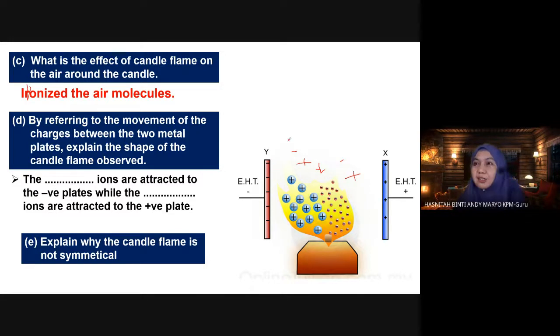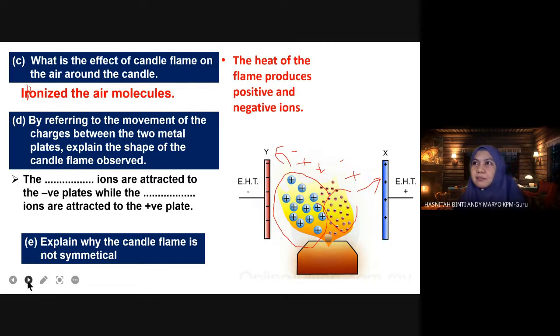Okay, so by referring to the movement of the charges between the two metal plates, explain the shape of the candle flame observed. So why is the portion like that, the bigger portion attracted to the left, the smaller portion attracted to the positive, which is to the right? Okay, so how can we write here?